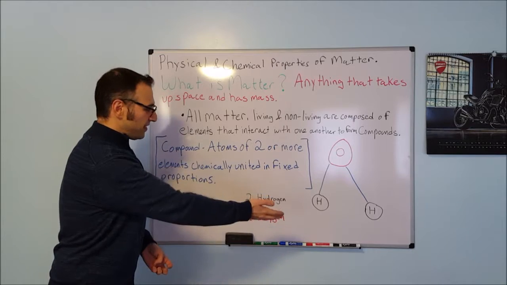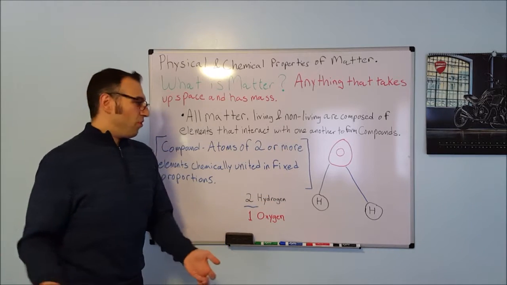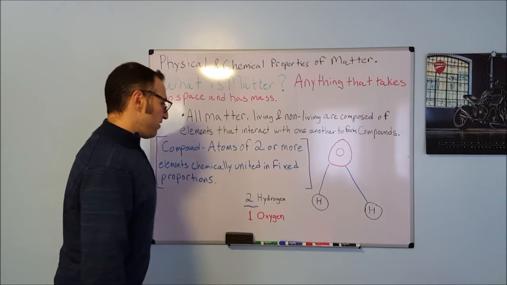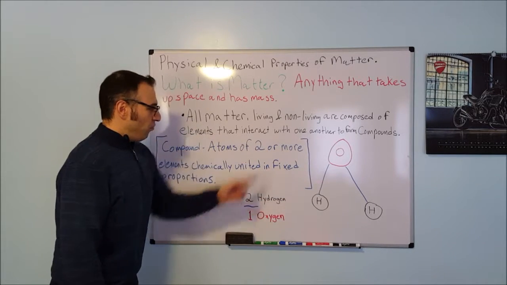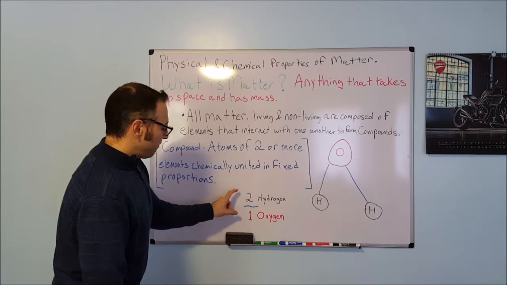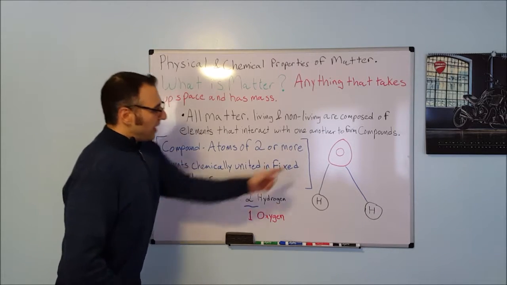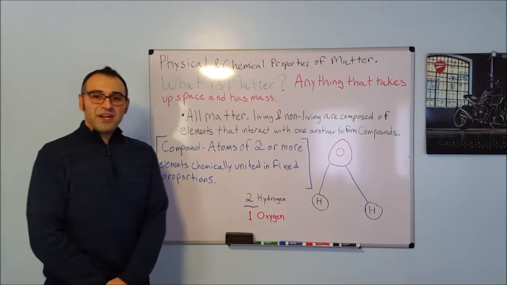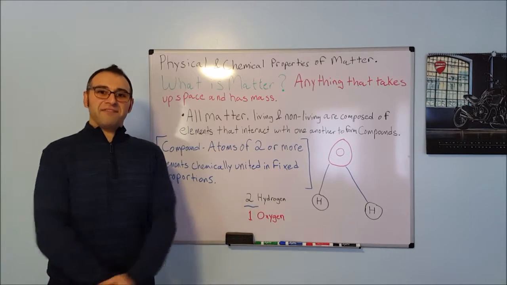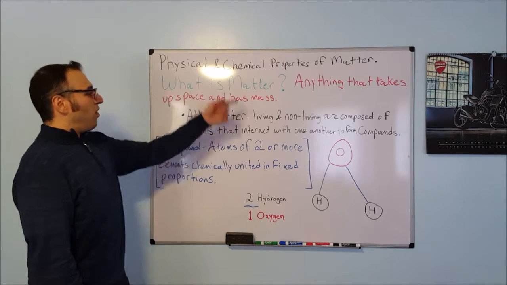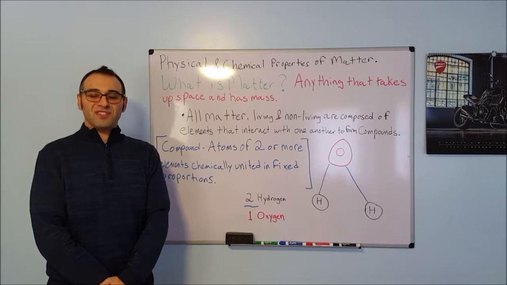So I've chosen for us today probably one of the most important molecules in the world. We have water. With its 2 hydrogens and 1 oxygen, it's chemically united in this 2-to-1 fixed ratio. Its unique chemical and physical properties allow it to help sustain life on this planet. In the next 2 segments, I will go over exactly that. We'll see you in one moment.